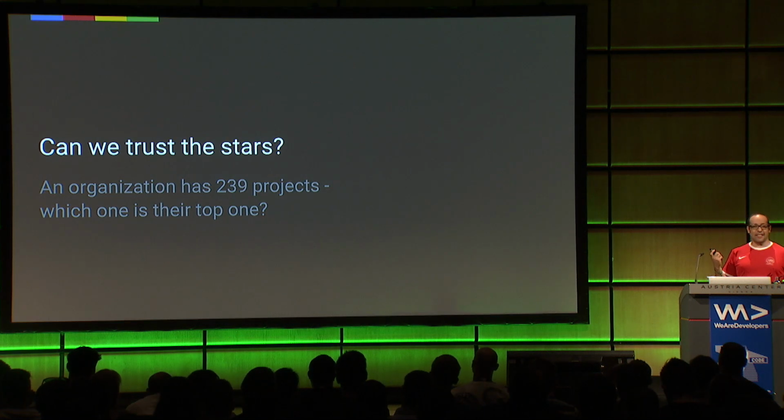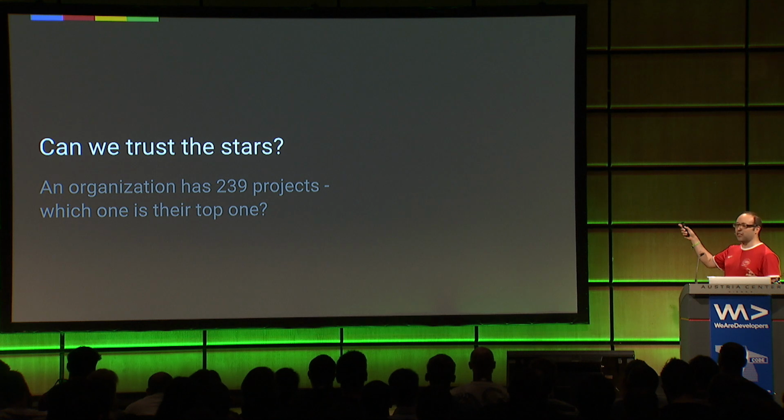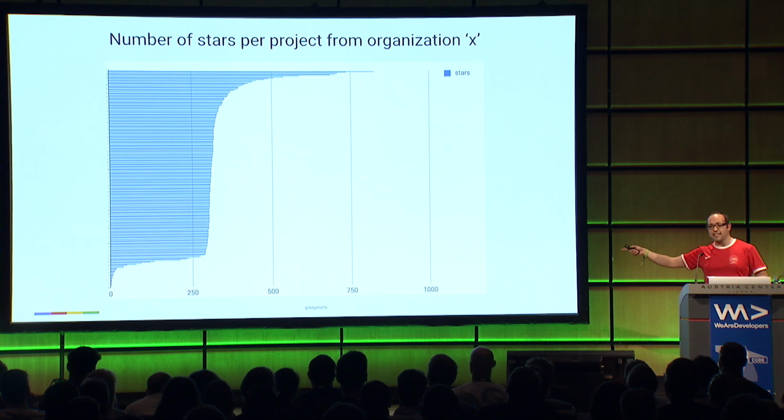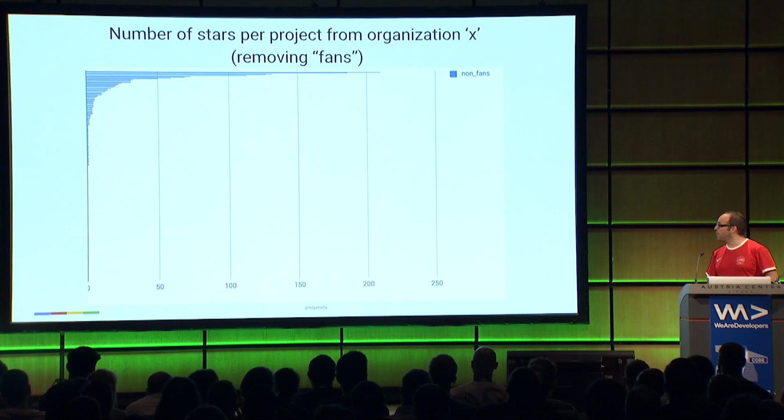Now, can we trust stars? A lot of people are like, why are you counting stars? They might not be a very good measure. I was looking at this project. This organization has 240 projects, and I wanted to know what was their most interesting project, so I counted the stars for each of their projects, and this is the result I got. Most of their projects have 250 stars, and that doesn't make a lot of sense. So you can do things like, oh, let's remove all the fans, everyone that is starring every project, and you will get a lot more interesting results if you try to fight things that might not be giving you the results you want.